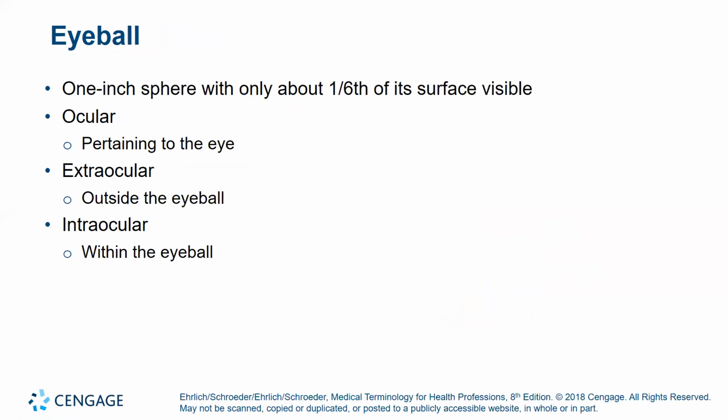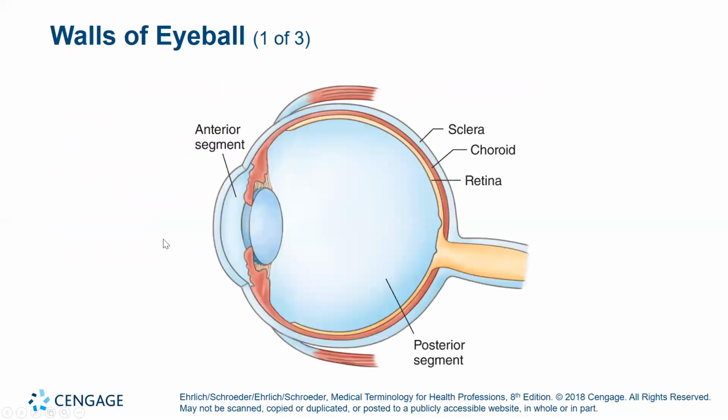Eyeball is 1-inch sphere with only about 1/6 of its surface visible. As you can see, the ocular, looking at that term, is pertaining to the eye. Extraocular is outside, and then intraocular is within the eyeball. So here's the walls of the eyeball. They're made up of the sclera, choroid, and retina. So you can see here sclera, choroid, and then here's your retina, the posterior segment, and then the anterior segment.